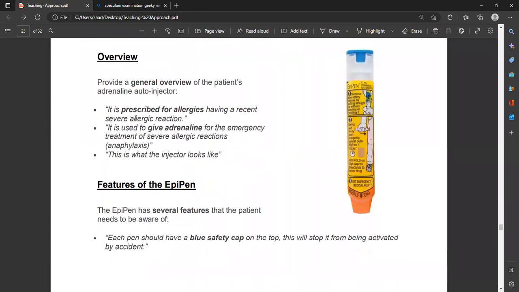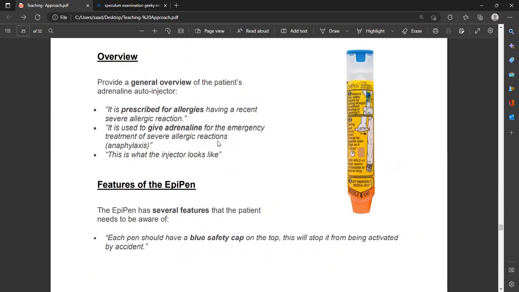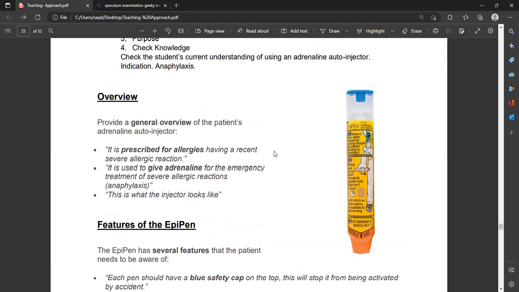Now, overview. Provide a general overview to the patient. Adrenaline auto-injector. It is prescribed for allergies, having recent severe allergic reaction. Now you are teaching the student that, okay, John, it is prescribed for allergies, and it is used to give adrenaline, and this is what the injector looks like. Hold the EpiPen in your hand and show it to the student. And what are the features? There is a blue cap on one end, there is an orange cap on the other end, and there is a visible viewing window.